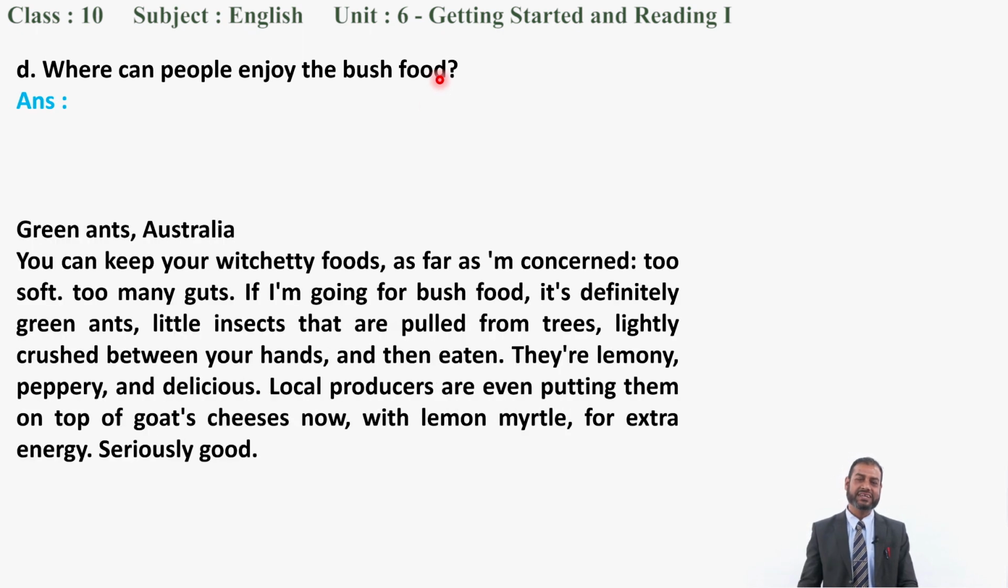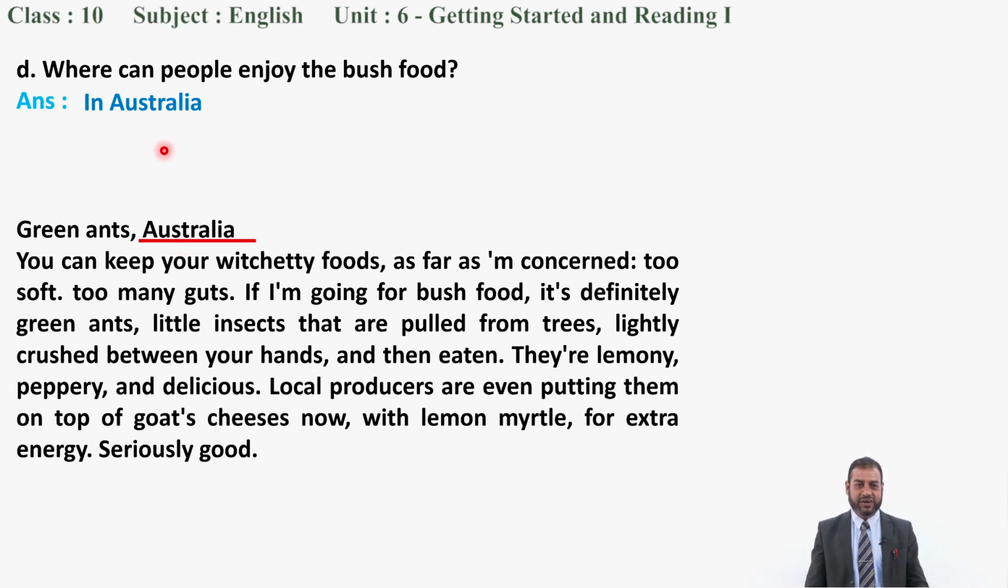So you can very easily find it. Now you can find its answer. C. Australia. Where can people enjoy the bush food? It means that place. See, it is a literal comprehension type of question. You just pick up the information. Here just pick up the word, that is Australia, and you can write down in Australia.